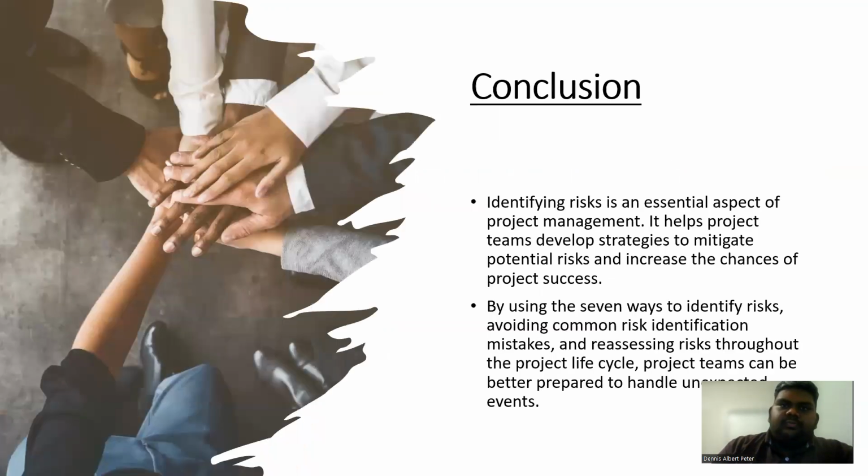In conclusion, identifying risk is an essential aspect of project management. It helps the project team develop strategies to mitigate the potential risks and increase the chances of success. By using the 7 ways of identifying risk, we can avoid common risk identification mistakes and readdress the risks throughout the project lifecycle.